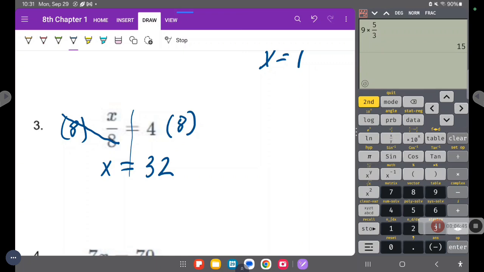Yes. 32. Okay. So, what if we had a problem where it was like this?